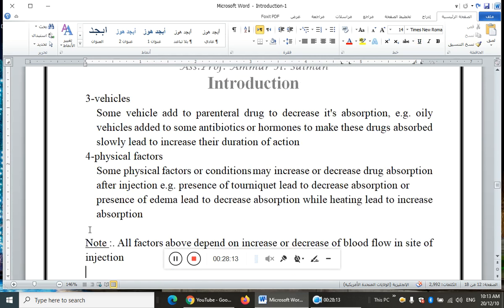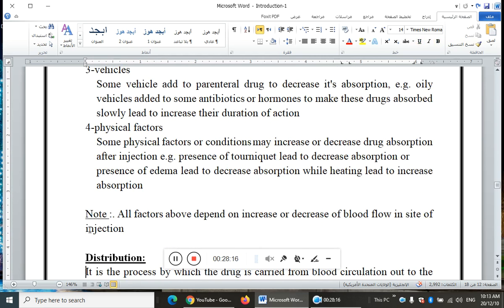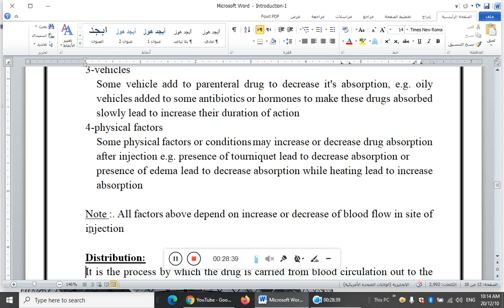Also, physical factors affect absorption of the drug in the parenteral routes, increasing or decreasing drug absorption after injection, like the presence of a tourniquet. التورنيكيت بالعربي هي اللفافة أو قطعة المطاط اللي تشد اللي تربط على اليد أثناء سحب الدم. مثلا وجود تورنيكيت في منطقة الانجكشن will decrease the absorption of the drug.